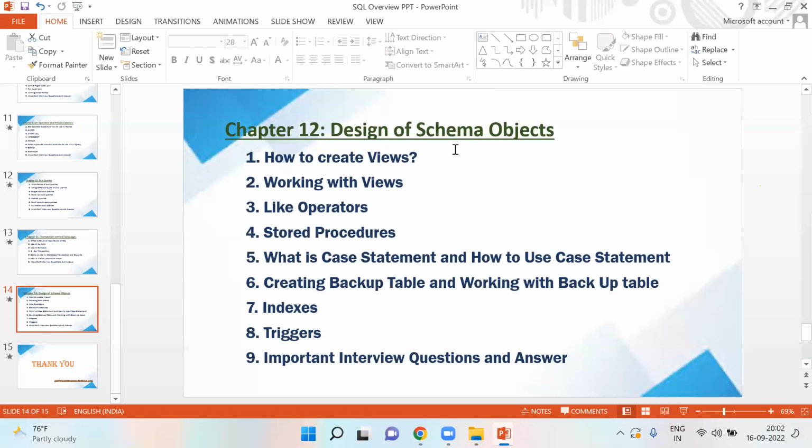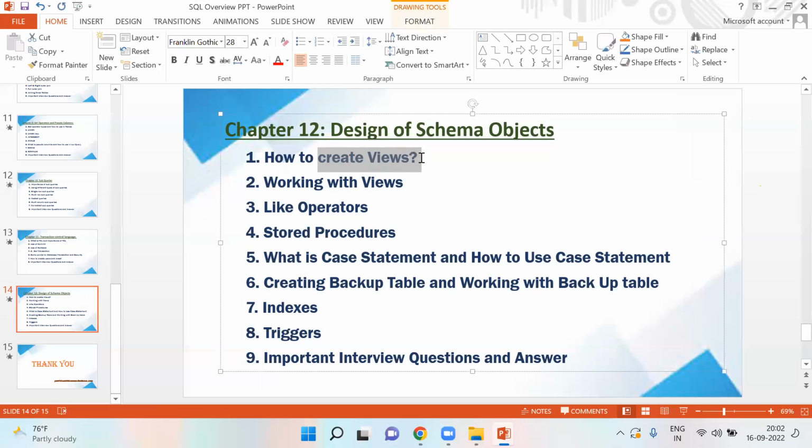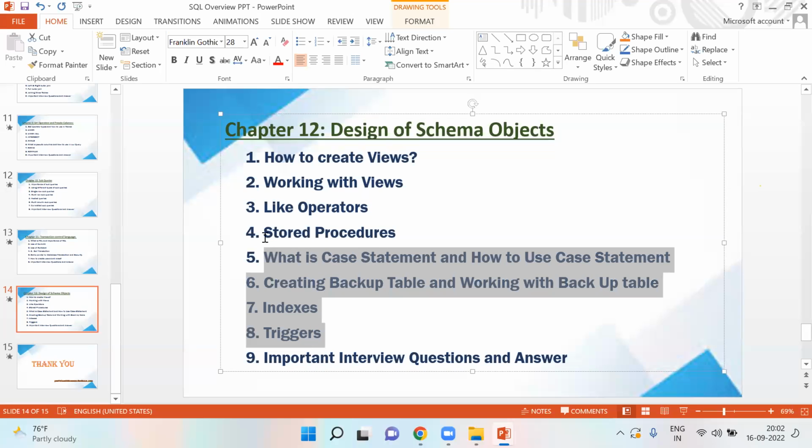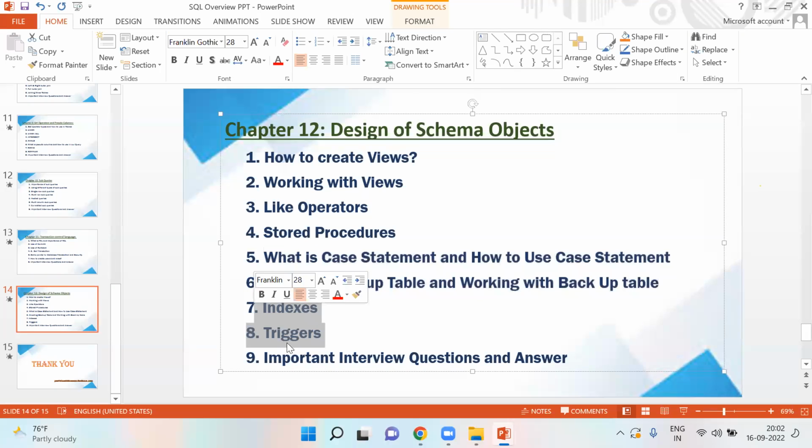Your design of schema objects, we'll see how to create views. Okay, how to create views, like operator. In the last we'll see stored procedures, as well as your indexes and triggers. These are theory things that will be needed. These are the things we'll discuss in depth. Okay, like your case statement as well as your backup table. Okay, all these things we'll discuss in detail, but these are the PL/SQL part. We'll see the theory part only. Okay, only the theory part we'll see.